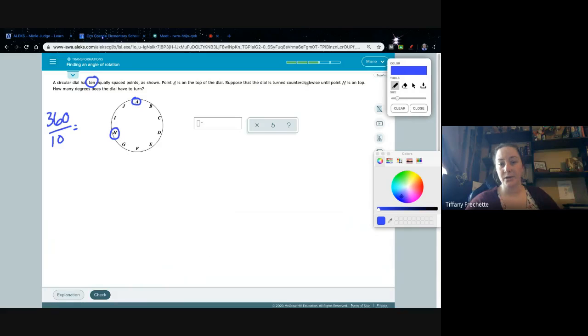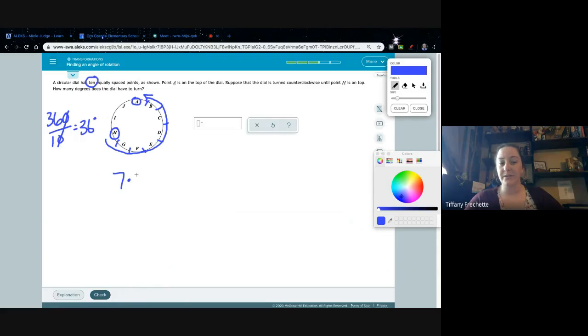And it said counterclockwise. So if you turn this way, it's a shorter distance, but they said counter. I need to go this way because that's backwards on the clock, counterclockwise. All right, so I'm going to move 1, 2, 3, 4, 5, 6, 7 spaces. So I know I'm moving 7 spaces. And I know I need to divide by 10 because there's 10 equally spaced points. So if I divide by 10, which is super easy, I can just cross out the zeros here. I'm left with 36 divided by 1, which is just 36. So each space is 36 degrees.